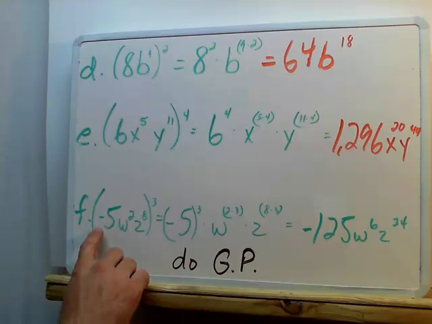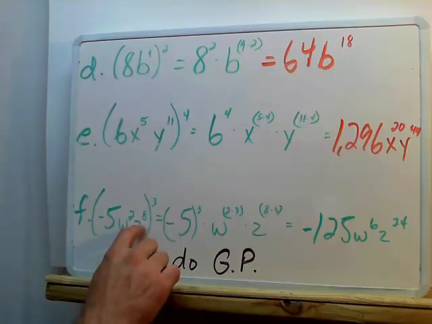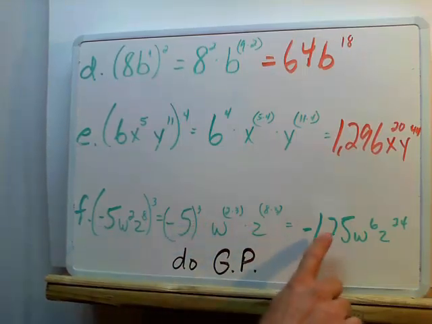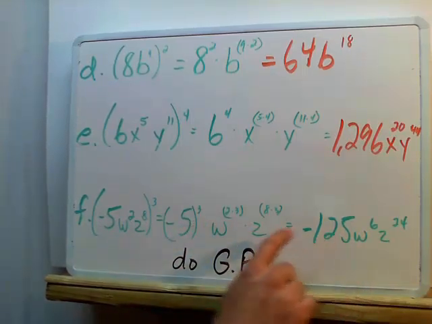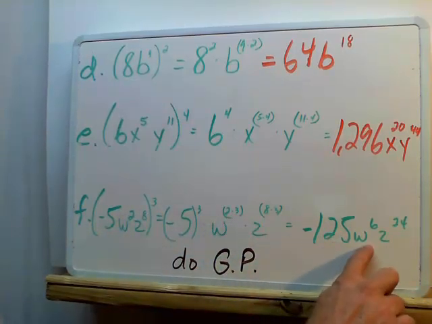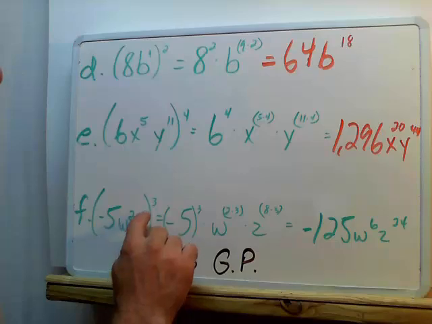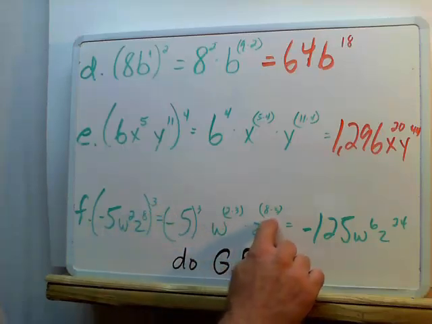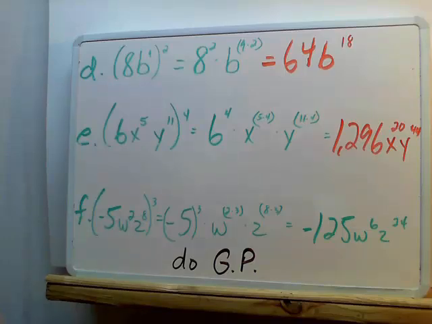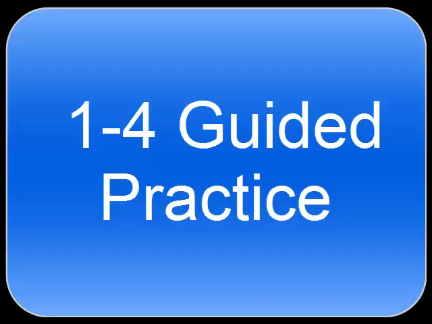Letter F. Negative 5w squared z to the 8th, all of that cubed. Negative 5 cubed is negative 125. W to the 2nd cubed is 2 times 3, which is w to the 6th. Z to the 8th power cubed is z to the 8 times 3, which is z to the 24th. Please press pause and do your guided practice.